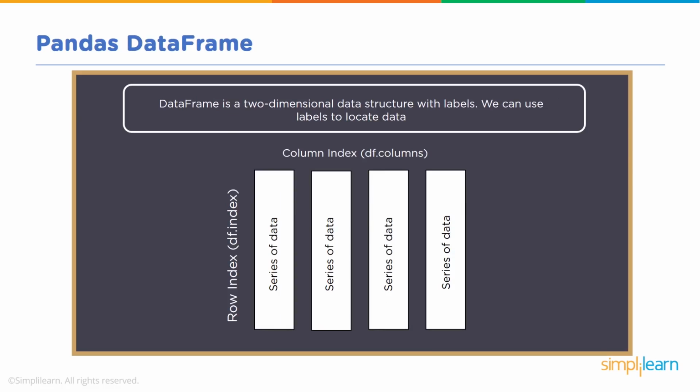And then a data frame is a two-dimensional data structure with labels. We can use labels to locate data. If we go back one, we had our index 1, 2, 3, 4, 5. So in each one of these series, they would share the same index, the row index. So you have your row index, df.index, and then you have a column index, df.columns. This would be really familiar if you've done any work with spreadsheets like Excel, so it resembles that. This makes it a lot easier to manipulate data and add columns, delete columns, move them around. Same thing with the rows. So you have a lot of control over all of this.